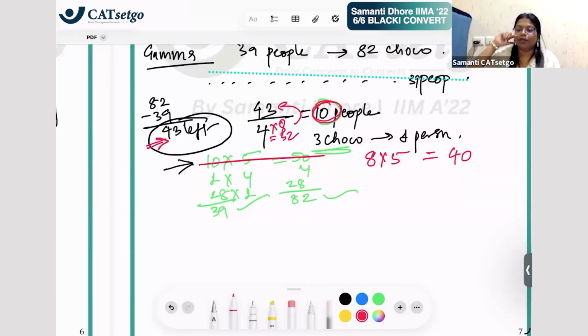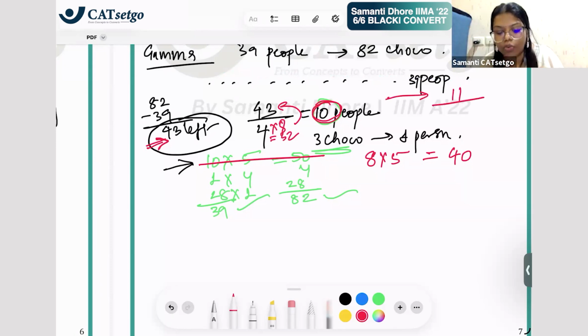You subtract that from 43. That 40 also includes the round one. This 43 is the left ones. So to 8 people, 32. So how many chocolates are remaining now? We have 11. So 11 chocolates are remaining, right? For these 11 chocolates, I'll give 3 to each, so that the people have 4 chocolates: 1 from before and 3 from now.